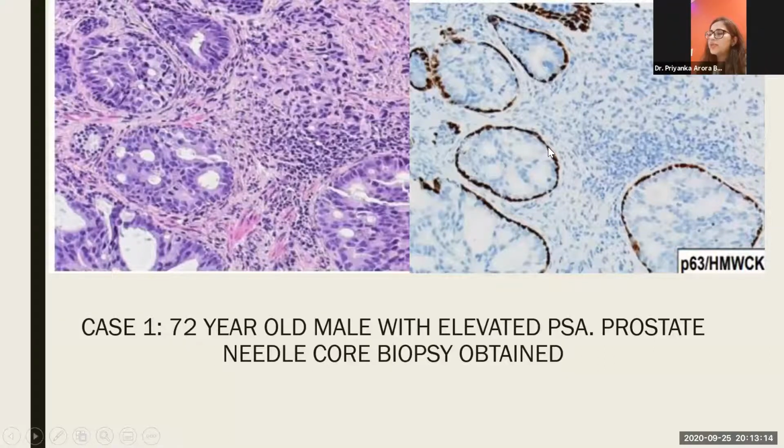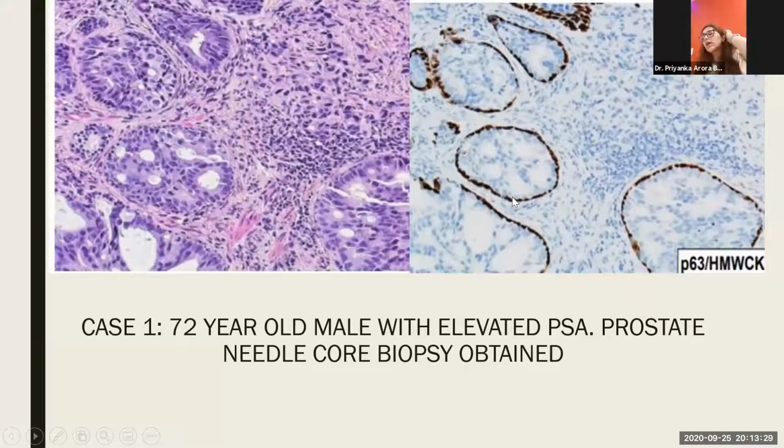So yes, you were right. These are lined by basal cells, and these are the abnormal cells or diffuse cell infiltration pattern. And this is what we call the intraductal carcinoma. Okay, so this is the intraductal carcinoma.